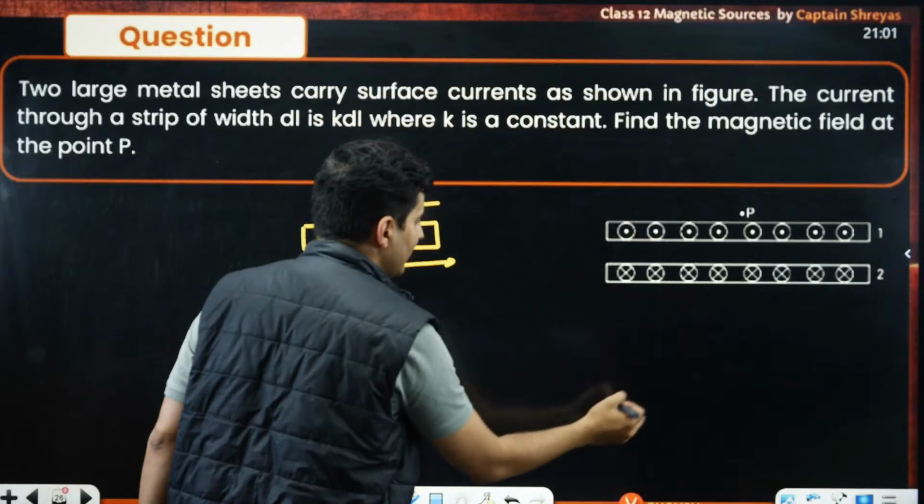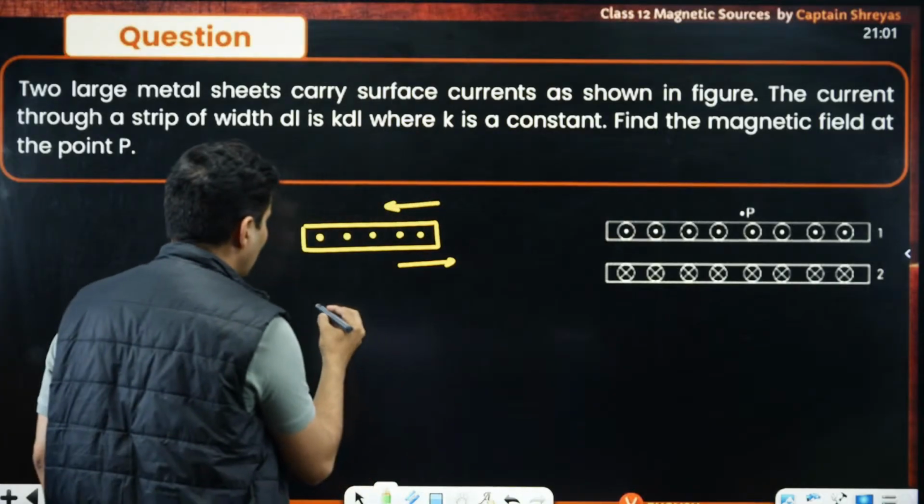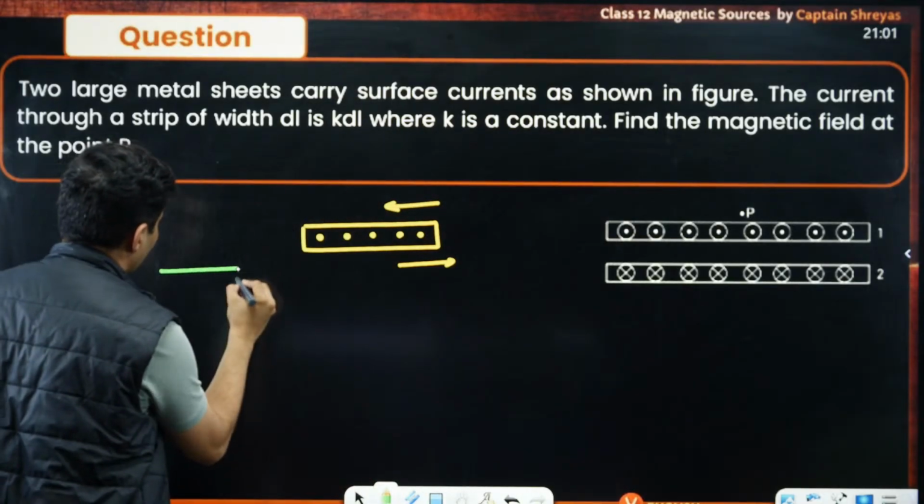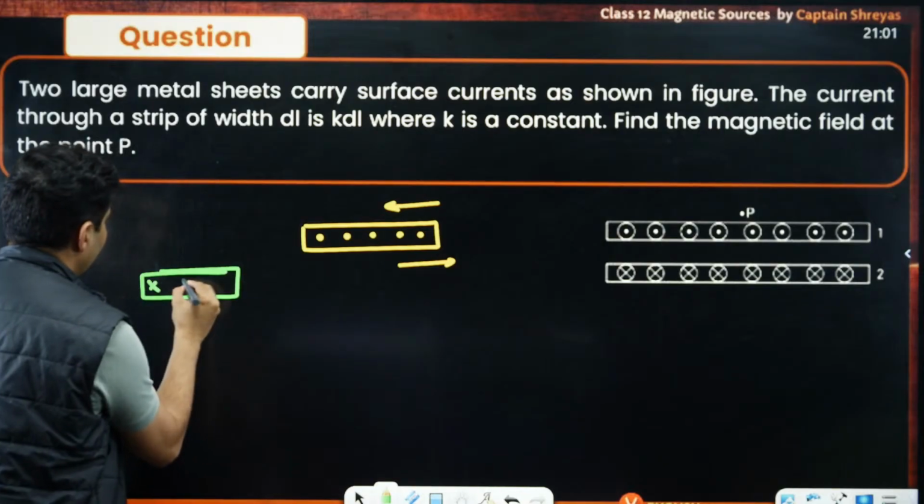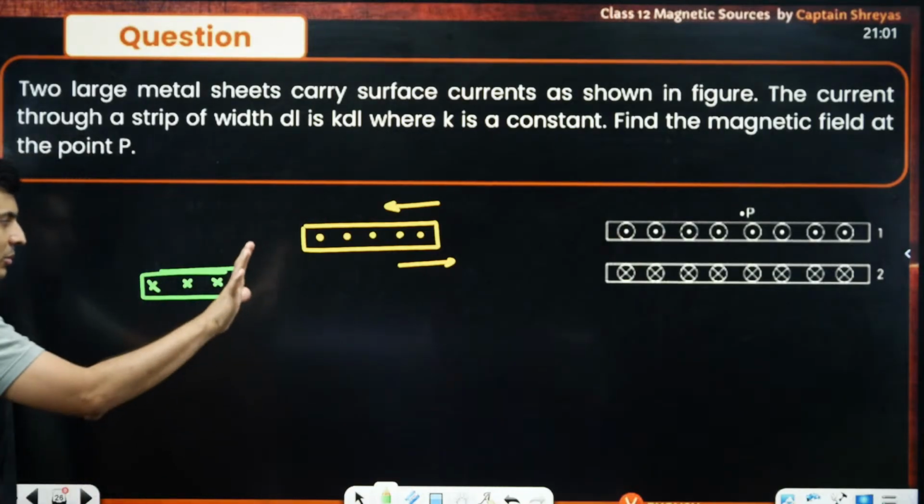Perfect. Now consider the bottom one. The current is going away from me. So the thumb goes inside.